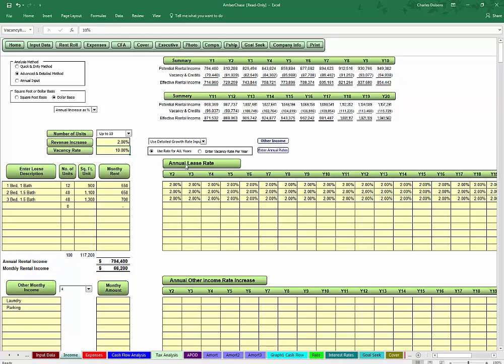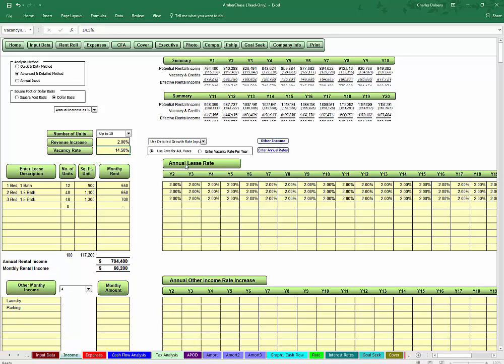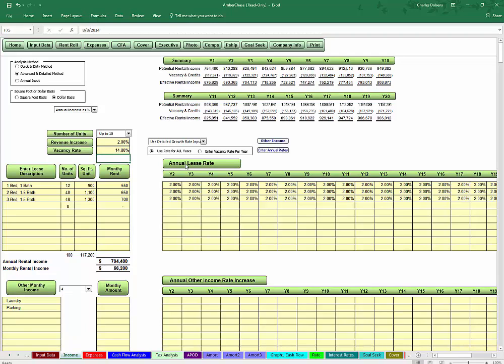I've got to play with the vacancy. Well, geez, 14. If I did 14.5, if I did 14.8, no, wait a minute, 676. No, that's it. Boom, right there. This property is performing at a 14.8% vacancy rate.